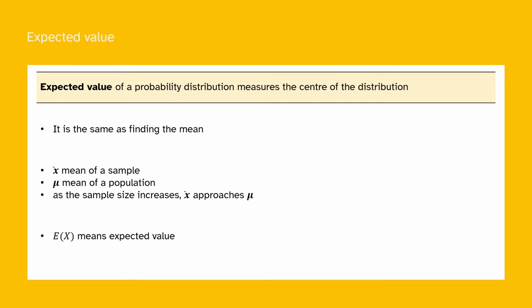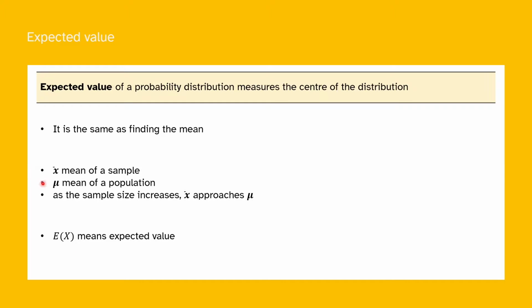This video we are covering expected value. Expected value of a probability distribution is essentially the mean. In statistics, we approach samples and populations a bit differently, but today it won't really matter.